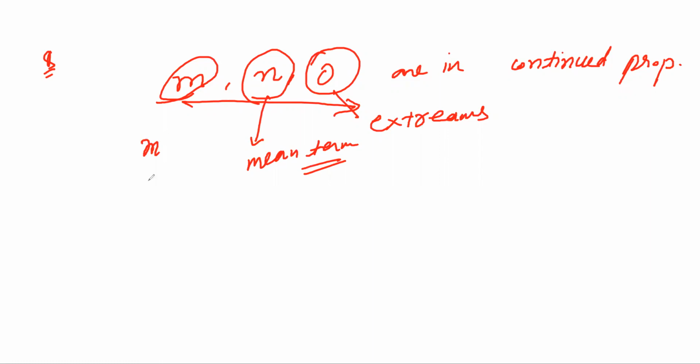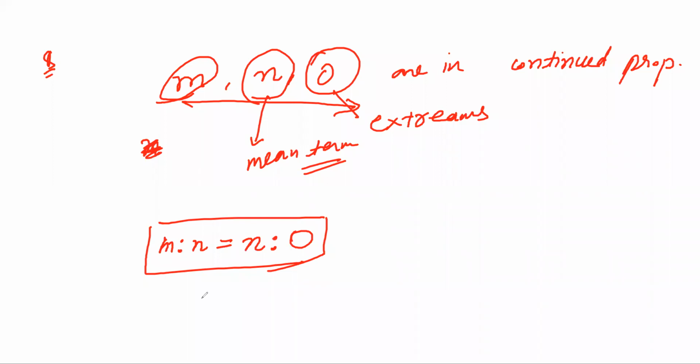So if they are in proportion, we will write first extreme ratio mean term, which is n, is equal to mean term, which is n, ratio other extreme. Is it clear? So this relationship you are going to make if three given numbers are in proportion. Is it very clear to everyone?